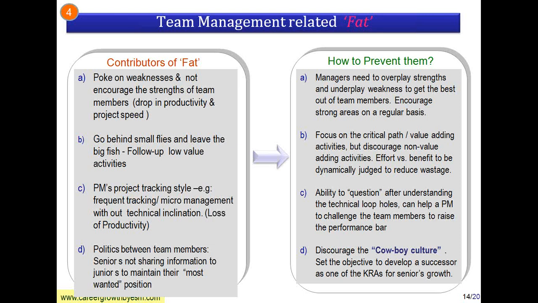The last one in team management is politics between team members. One is seniors not sharing information. People have hero cultures. There are certain heroes in the culture, like the cowboys. They will shoot. So discourage the cowboy culture in the team. Don't create heroes in the team. Create, like the Aam Aadmi Party now, right? Create the Aam team member culture. Everybody is equal kind of thing. If you create that kind of a culture, it is easy. Don't create heroes within the team. It becomes difficult when you manage.